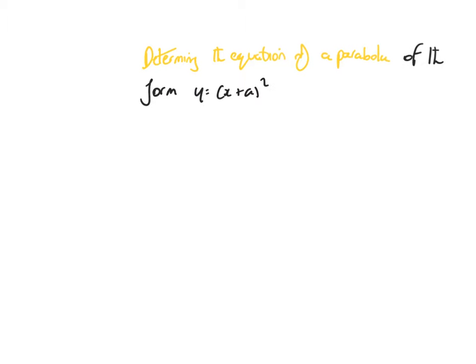Okay, we're going to do some work on determining the equation of a parabola. We've looked at some work with this before, but now specifically parabolas of the form y equals (x plus a) all squared plus b. Okay, so let's get into it and start with example 1.